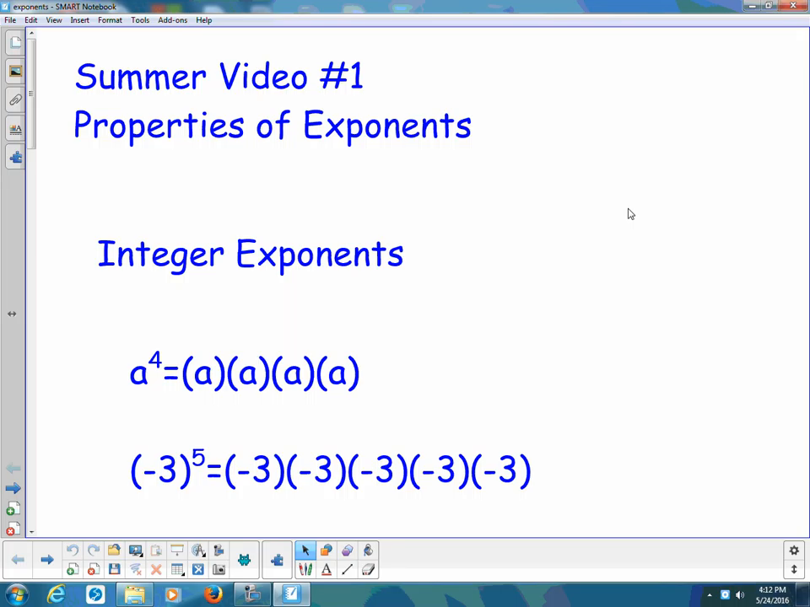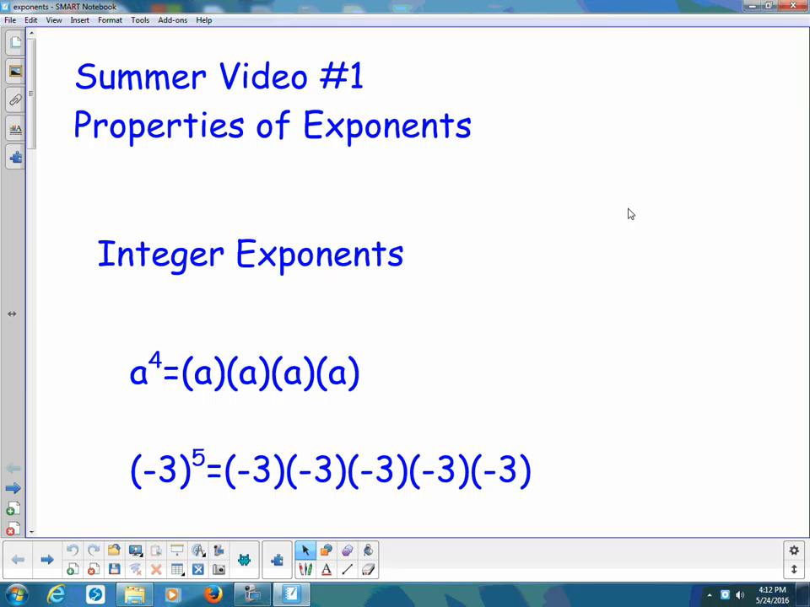Each of the 4 videos has a quiz associated, and each quiz has 5 questions. You need to get at least 4 of the questions correct. So what are we talking about with properties of exponents? A lot of this is going to be a review for you from Algebra 1.